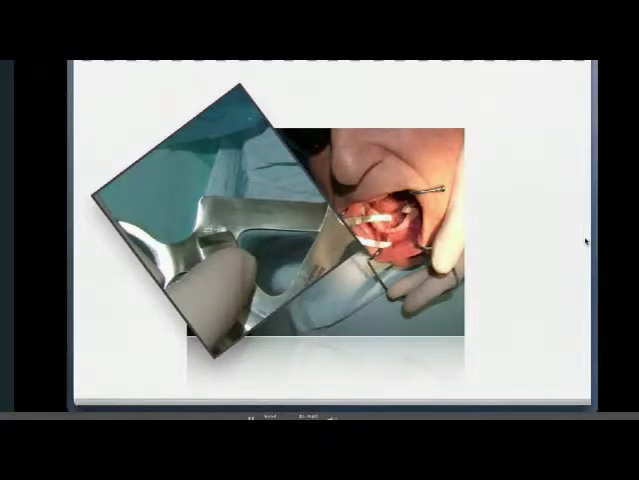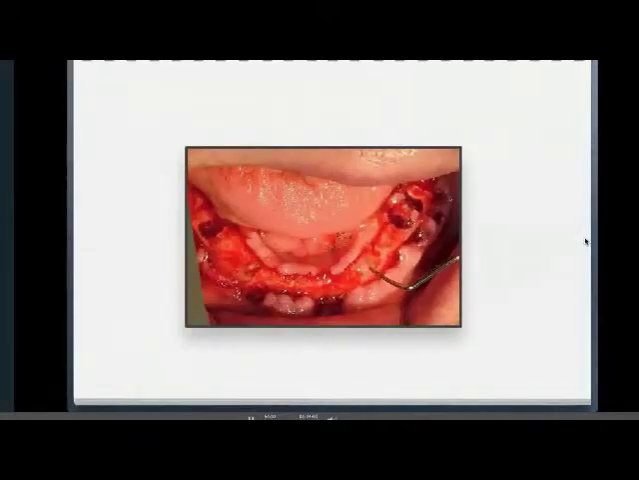Are we going to graft it? Are we going to avoid this? Do we need this area? Can we spread the implants on the sides and get away from this thin ridge and restore this somehow differently?